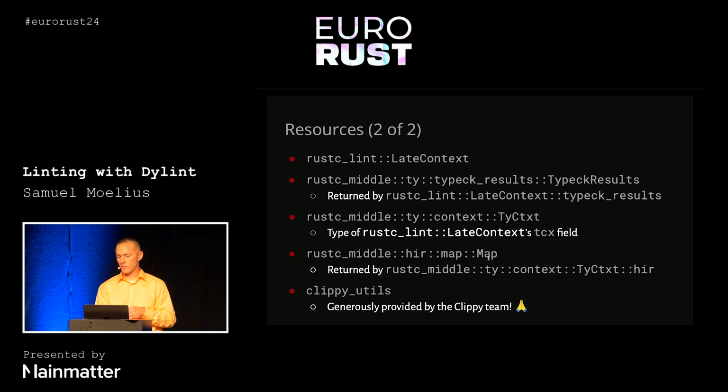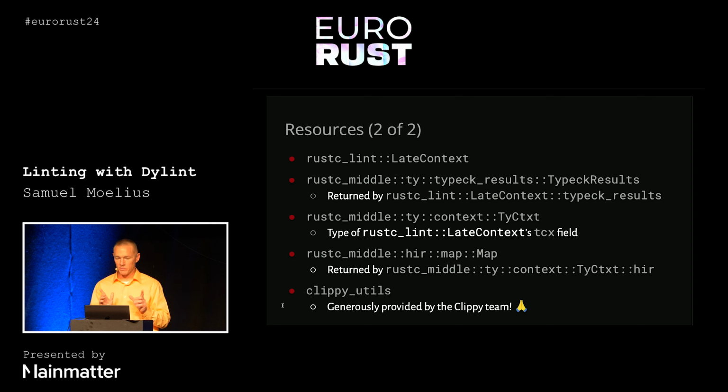And then on that tcx field is a method called hir. hir returns something called a map. And you can consult the map to determine different information about how nodes within the HIR tree relate. You can, for example, ask for a node's parent or ask for the type of an object that a node represents. And when I say type here, I mean, does the node represent an item? Does it represent an expression? Does it represent a type? What have you.